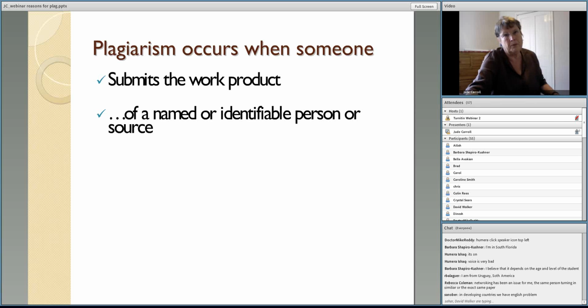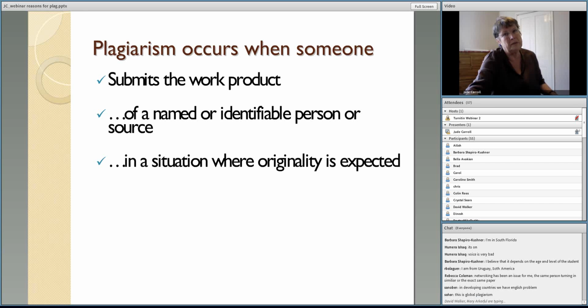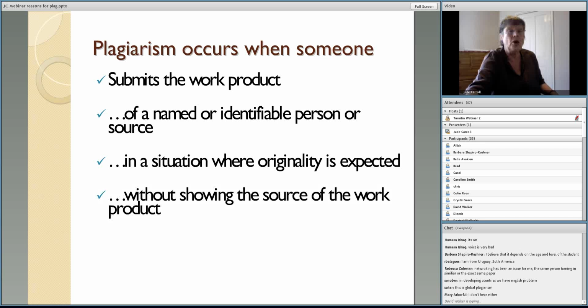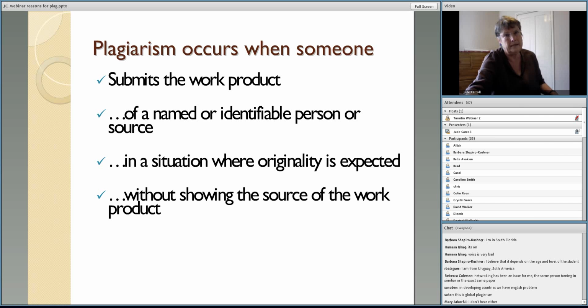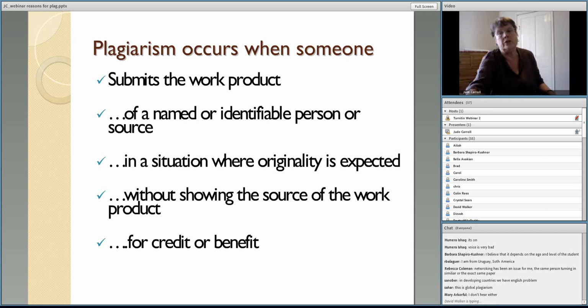If you submit the work product of a named or identifiable person or source, this is one of the reasons students find this so confusing, they're not sure what's from a named source and what's not. In a situation where originality is expected, that means not all situations expect students to be original, and students are not always clear about where it is and where it isn't expected. Without showing the source of the work, and sometimes misunderstanding comes from not understanding how you show the source and what kind of strategies you use to show the source. And this is for credit or benefit.